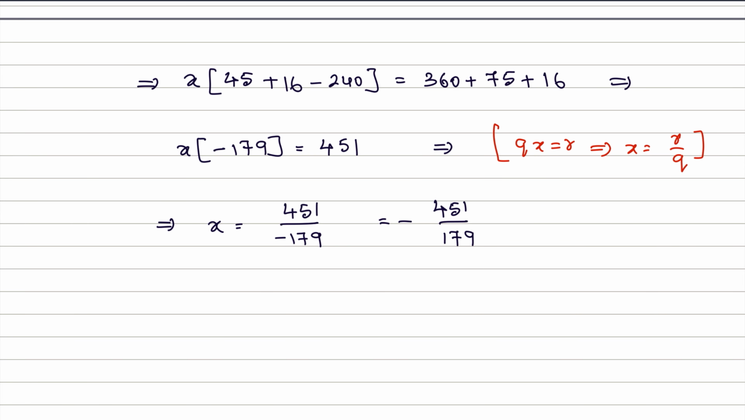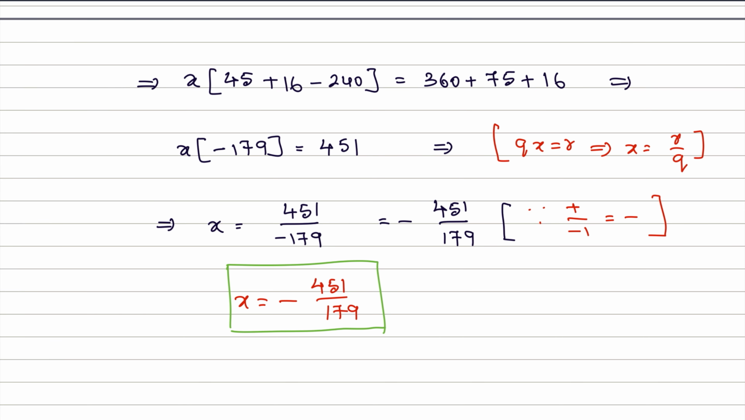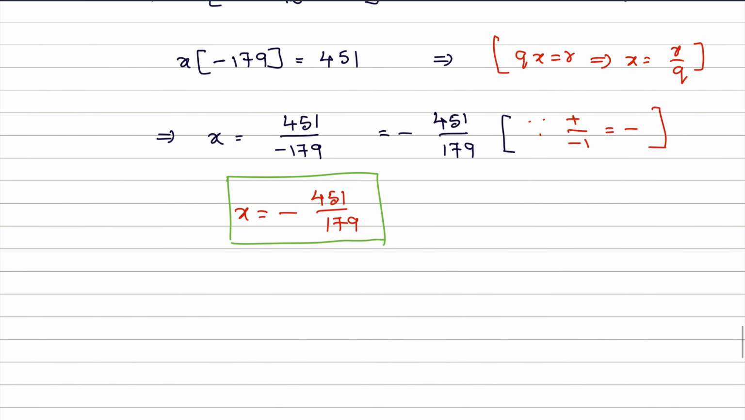Did you get it? 451 by 179. It cannot be divided further, since plus by minus is equal to minus. Hence the value of x is equal to minus 451 by 179, is the answer. This is the simple single variable linear equation.